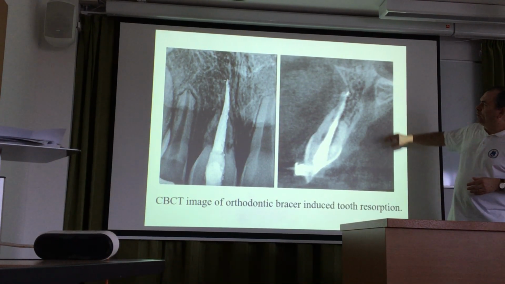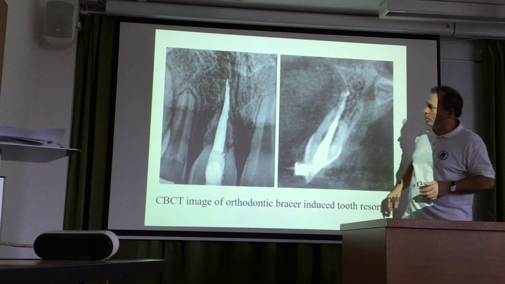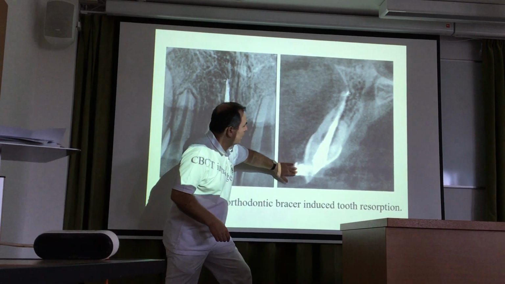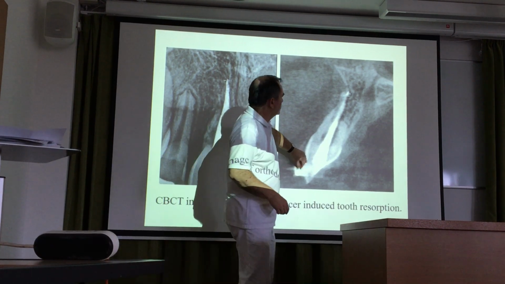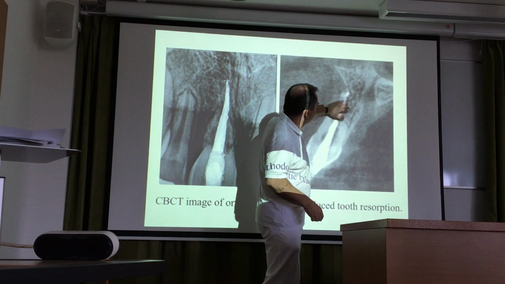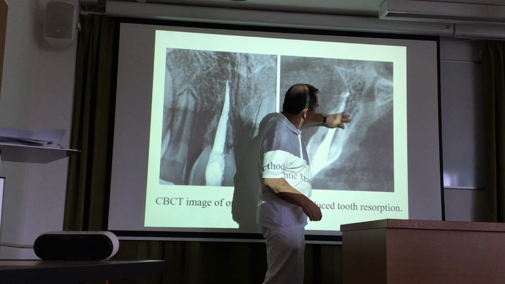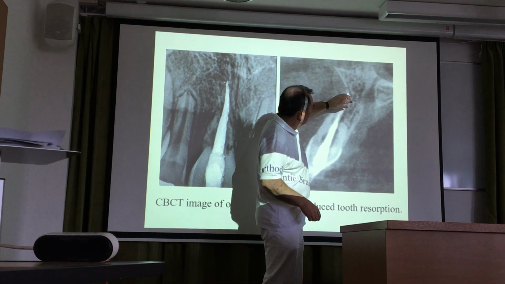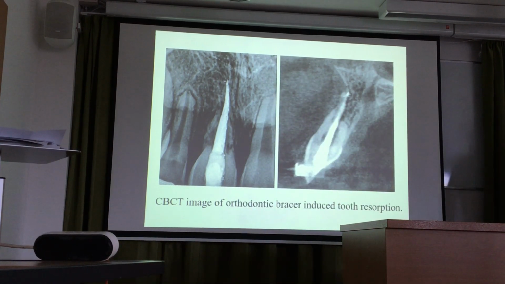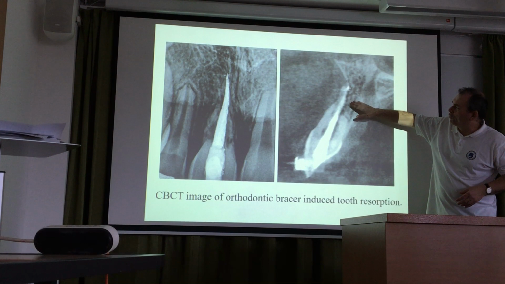You can see here a cone beam CT, so a dental CT picture with root resorption. This is the orthodontic appliance, this wire, base, and the bracket, and you can see here this palatal side of the root is resorbed, and instead of root, the newly formed bone will be at the side of the root. So this bone is formed on the previous side of the root.